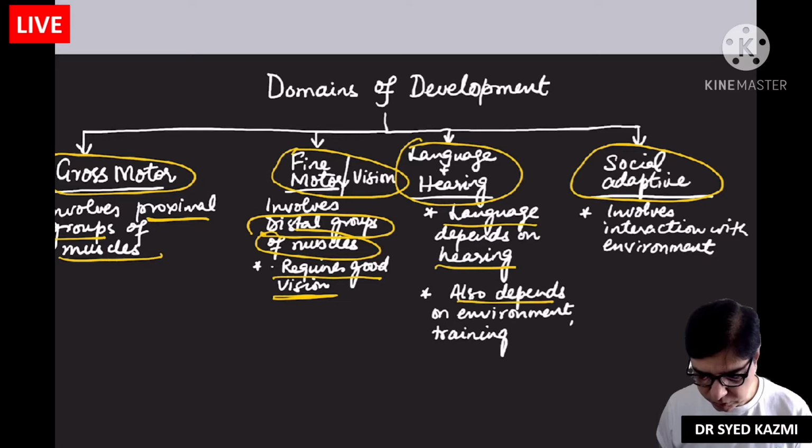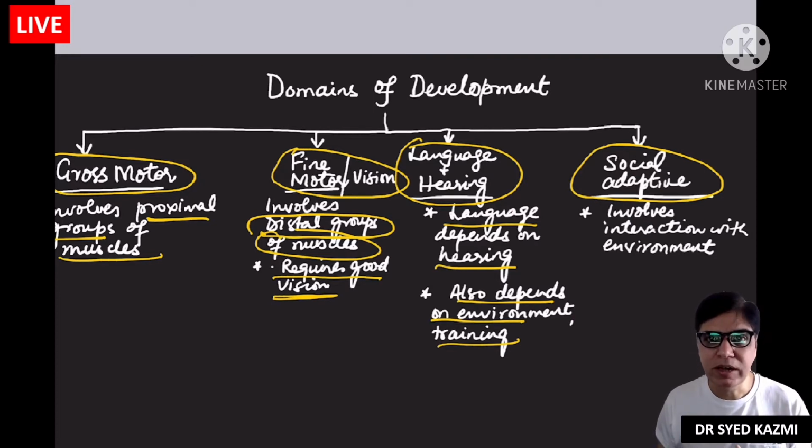And it also depends on environment and training, because a child needs to be talked to. If the child has to learn, then obviously he has to interact with the environment. So if the parents are interacting with the child, only then can a child develop his language. If he is not properly trained, or the parents themselves are, let's say, not able to speak, or they use sign language, then obviously the child would not pick up language in the early years of his development, and he might have delay in this domain, particularly the language one, despite the fact that he's got good hearing. So also keep it in mind that it also depends on the environment and training of the child.